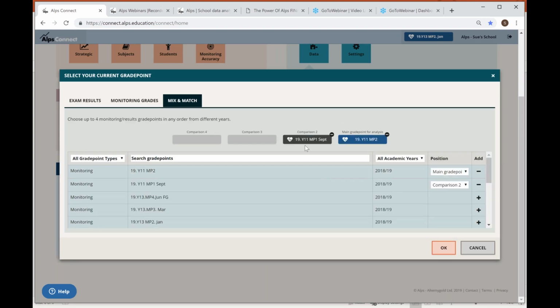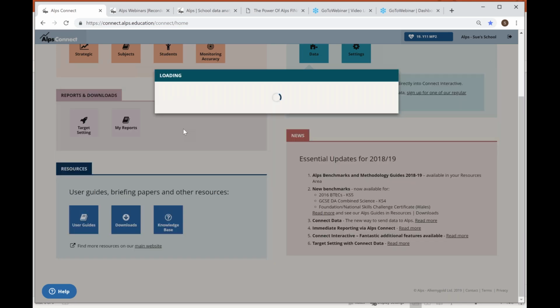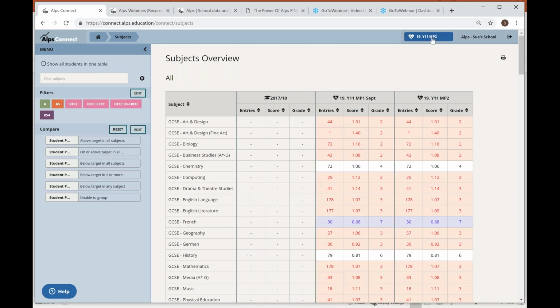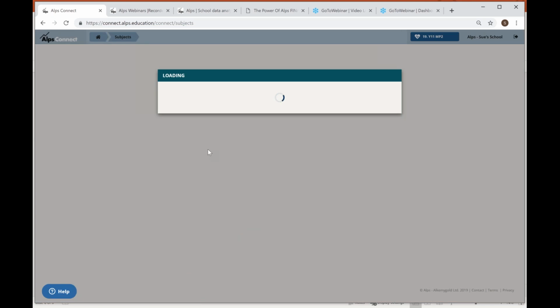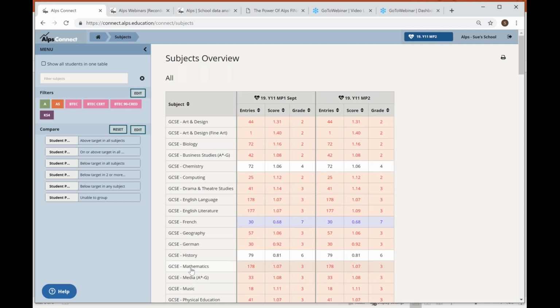I've got 2 year 11 monitoring points here, and let's just put their exams on as well. And then let's pop into the subjects and you'll see that it's pretty much the same. I'm going to jump into maths. And you've got, oh, for some reason that's not populated. Let me just get rid of that. Okay, so let's jump into maths as a monitoring point. Here we go.